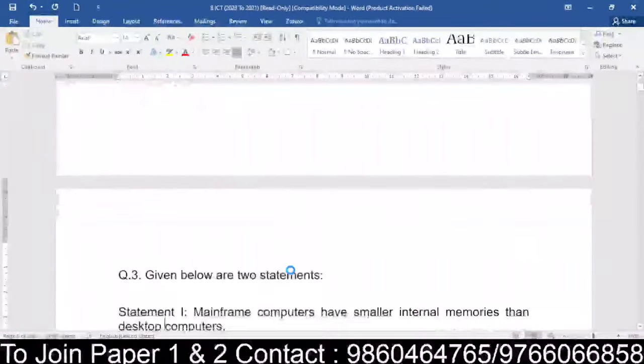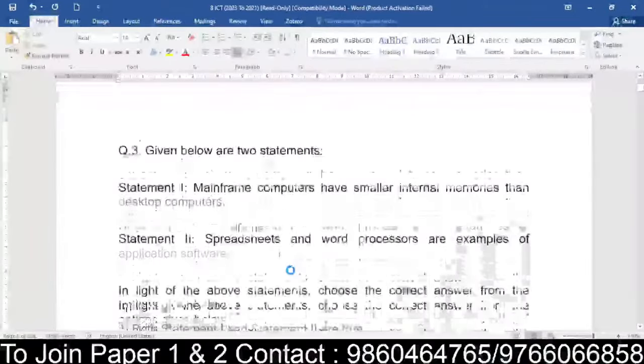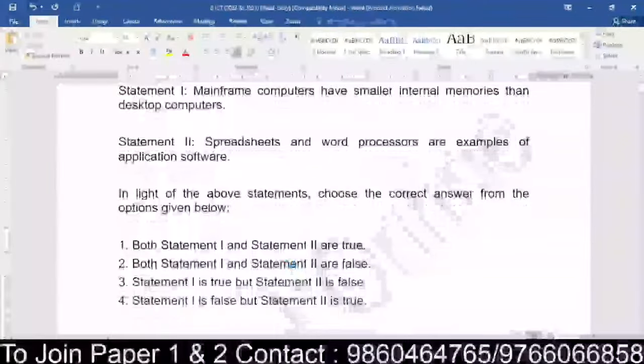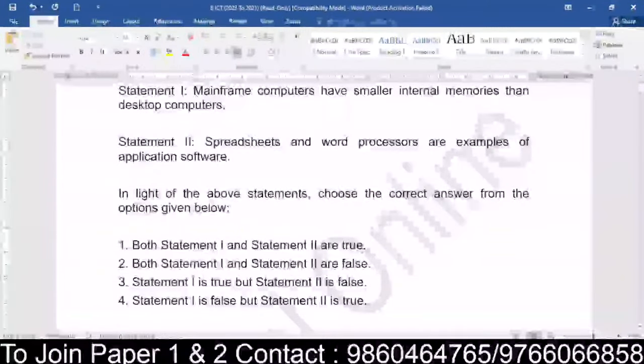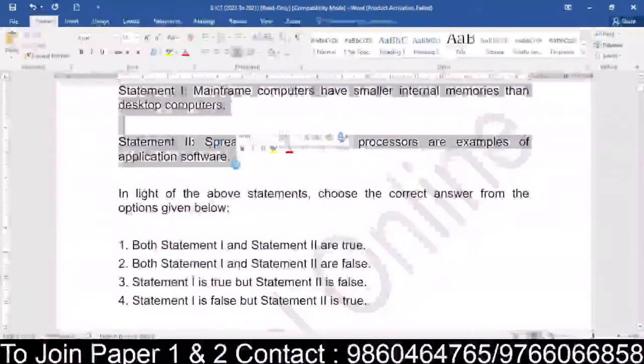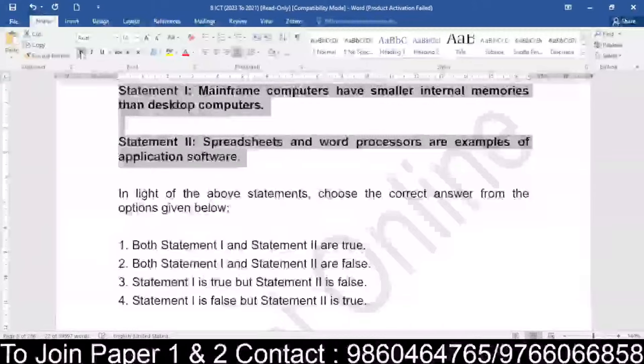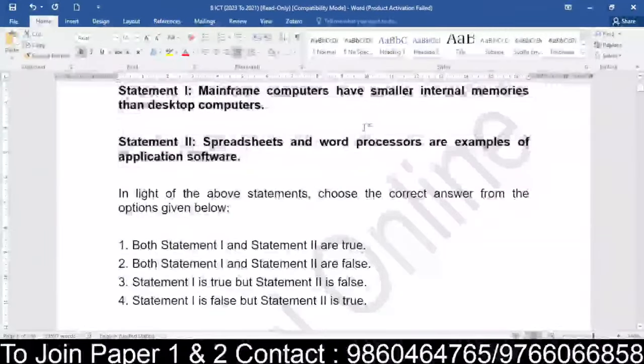Coming to question number 3, everyone, we again have a statement question, with statements and options given. Statement 1 talks about mainframe computers having smaller internal memories than desktop computers. And statement 2 says that spreadsheets and word processors are examples of application software.